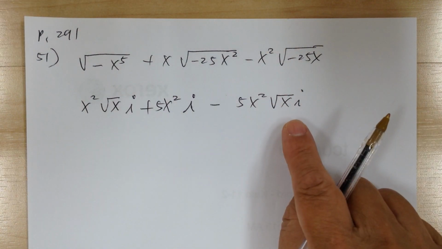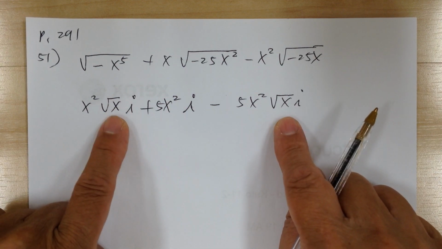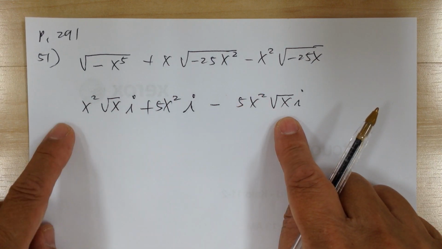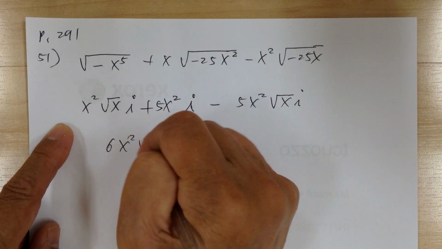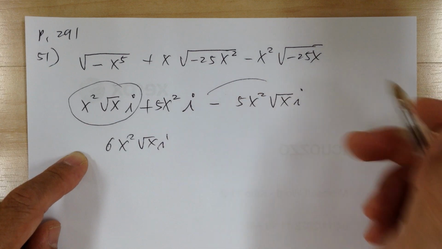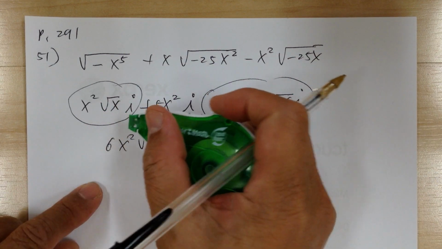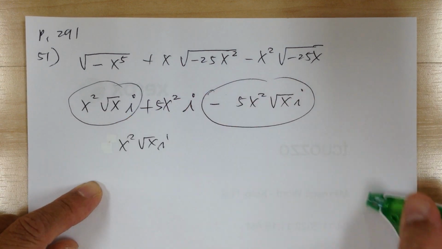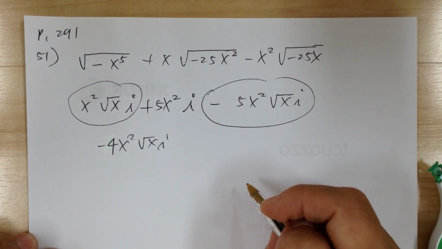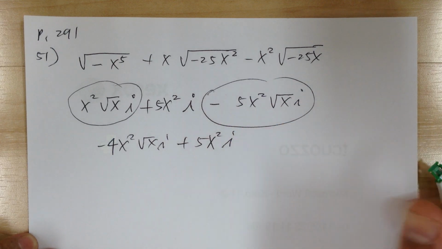Okay, so now if you look at the variable part, this one is different from the other, so you can combine these two together. So this is 1x squared plus 5x squared, so it becomes 6x squared square root of x i. Okay, so combine these two. Oh, wait, it's a minus. You have to be careful, it's a minus, so it'll be minus 4. So 1 minus 5 is minus 4, okay, and plus 5x squared i.